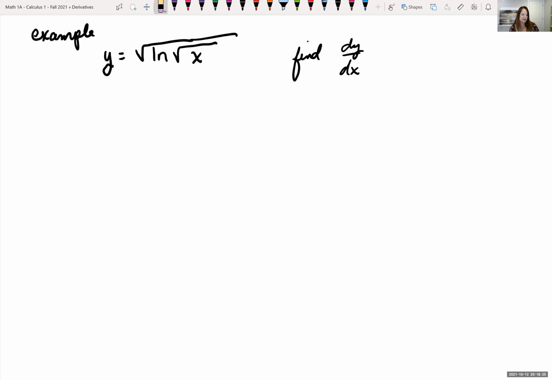Okay, so let's rewrite this. Instead of having the radicals in there, we can rewrite it as to the 1/2 power. So we have here y is equal to the natural log, well, the square root of x in there, we can write as x to the 1/2. And then that main square root, we can also write as to the 1/2 power.